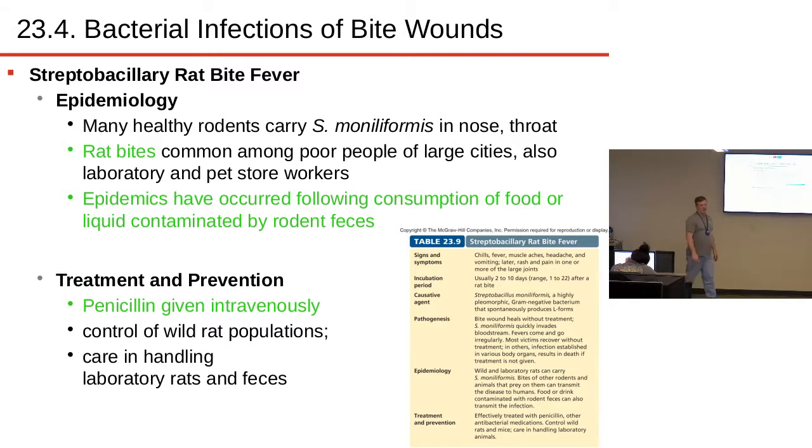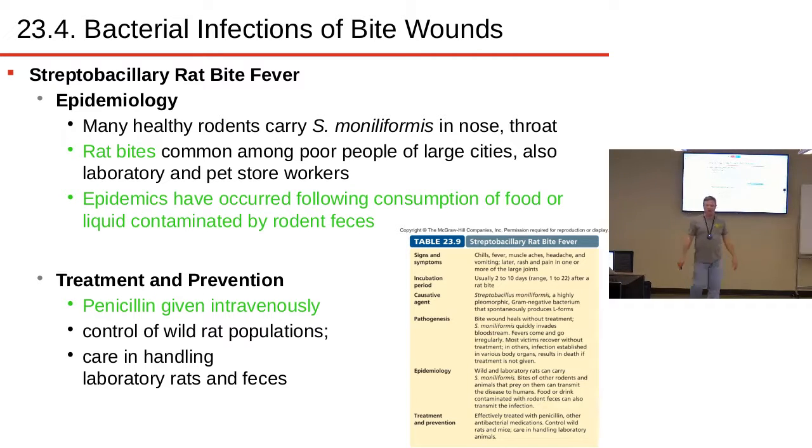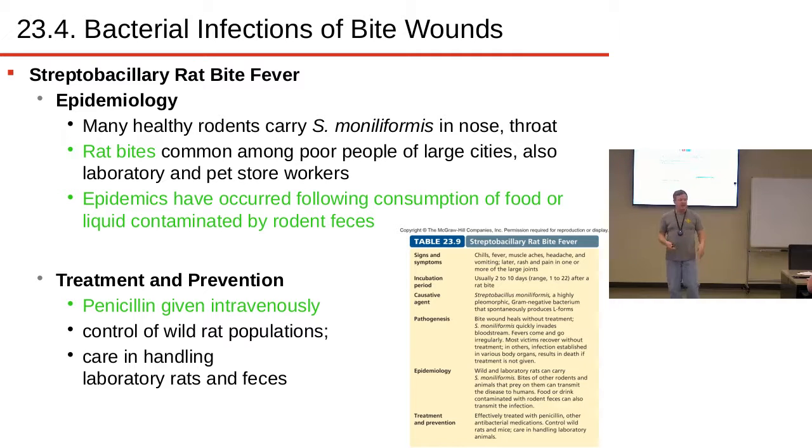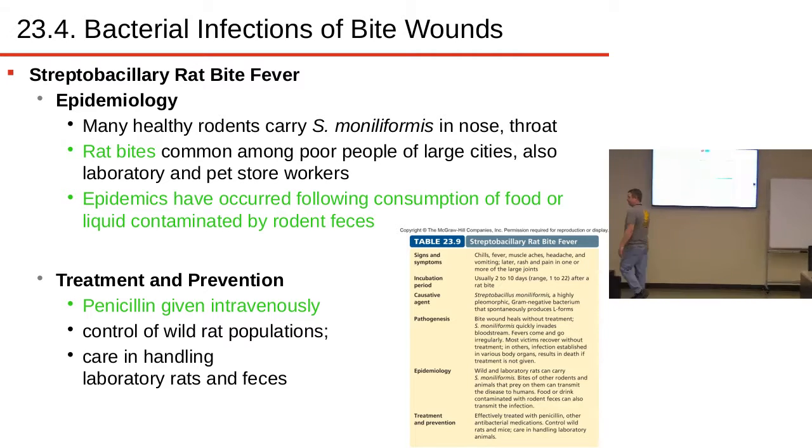It could also be pet animals, because a lot of the pet rats that you buy at places like Petco or PetSmart are not necessarily tested for this, because it is part of their normal microbiota. So there's really no reason you would think that it wouldn't have it. So it could be from pet animals too.